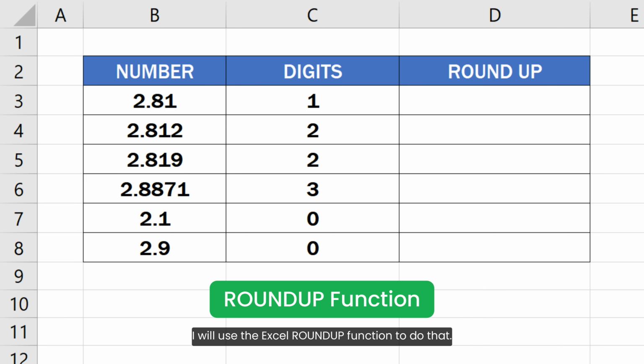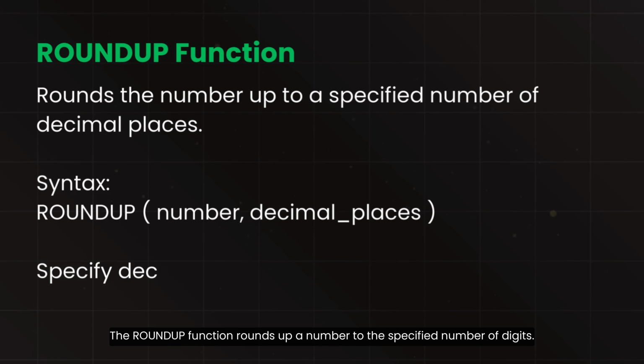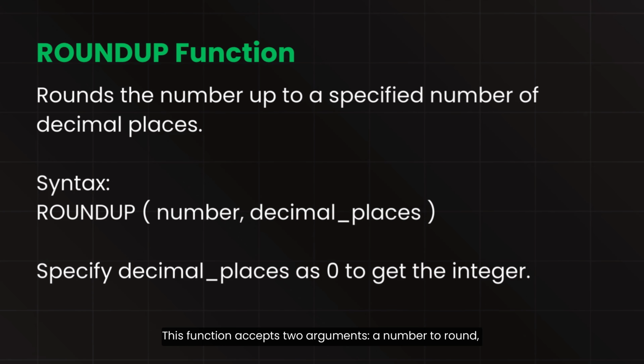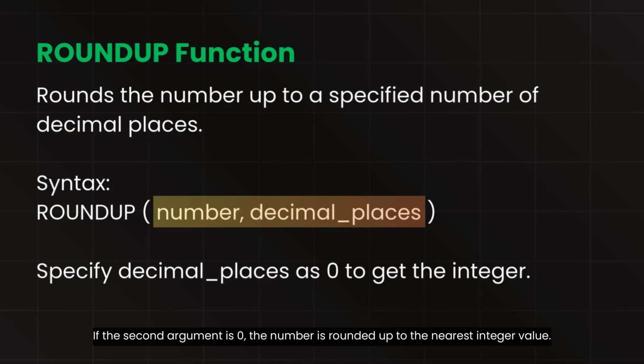I will use the Excel ROUNDUP function to do that. The ROUNDUP function rounds up a number to the specified number of digits. This function accepts two arguments, a number to round and the number of decimal places. If the second argument is 0, the number is rounded up to the nearest integer value.